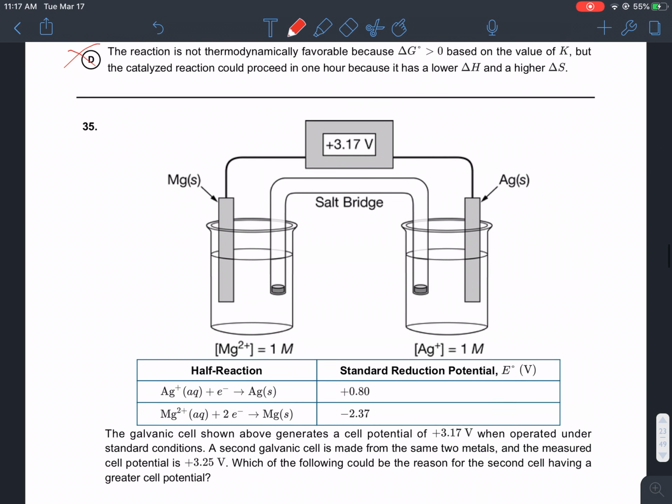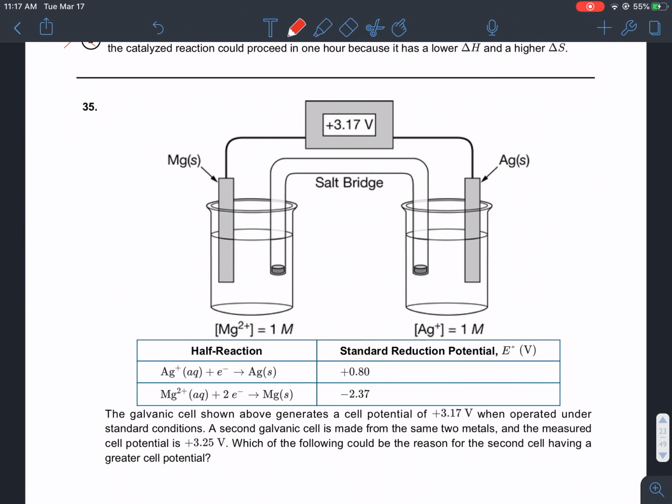All right. Number 35, you have a galvanic cell. This galvanic cell is going to have a voltage of 3.17. How do I know this is a galvanic cell? 1, there is no outside source of power. 2, there is a salt bridge. Okay, that salt bridge is key here. And the first thing it says in the question is, the galvanic cell. Okay, that's how I knew. The galvanic cell shown above generates a cell potential of 3.17 when operating. Oh, this one is hard.